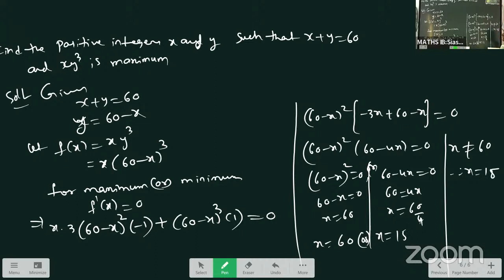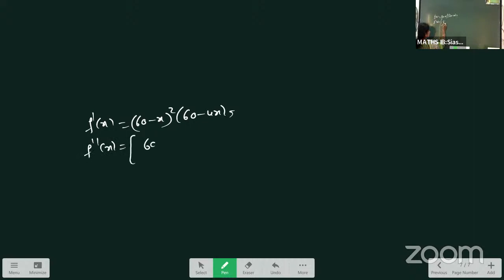Now, if x is equal to 15, you have to prove it is maximum. So then immediately go to f double dash of x, you have to find out. So f dash x, what we got? We have f dash x is equal to 60 minus x whole square into 60 minus 4x. Okay. Now find out f double dash of x. Again apply UV rule. 60 minus x whole square, derivative of 60 is 0, derivative of minus 4x is minus 4. Then plus 60 minus 4x as it is.